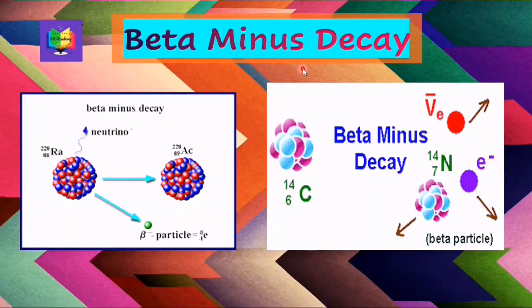Now here in this slide, I would like to make one clarification that radon-228 in beta minus decay is converted into actinium-228 with the emission of an antineutrino. This is antineutrino and a beta particle.